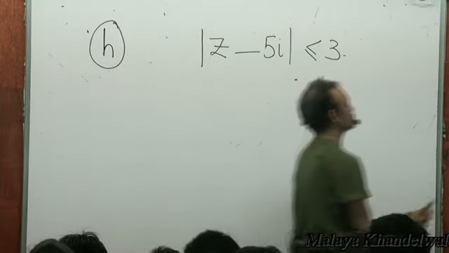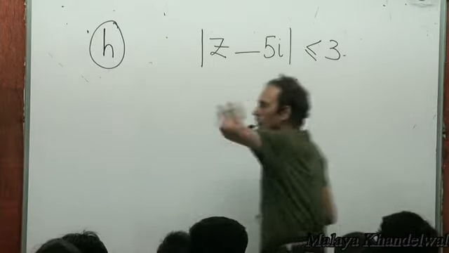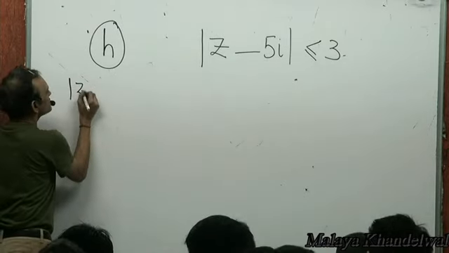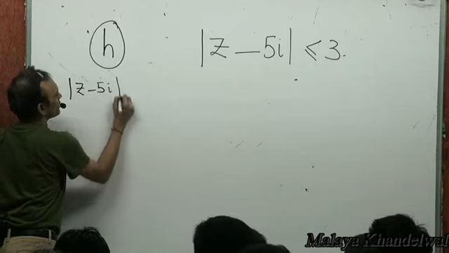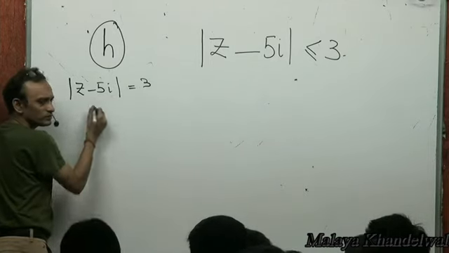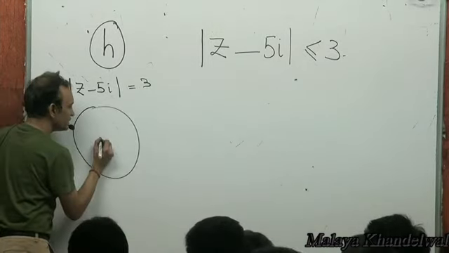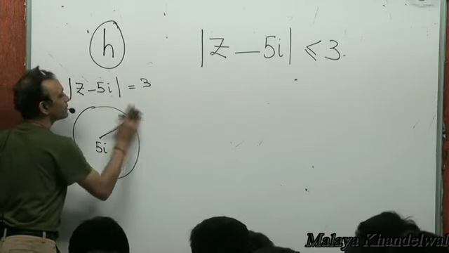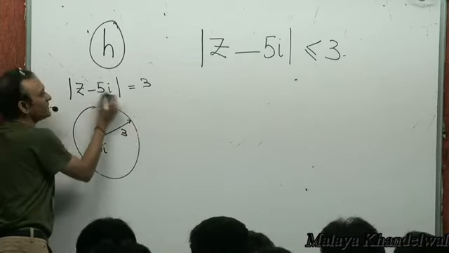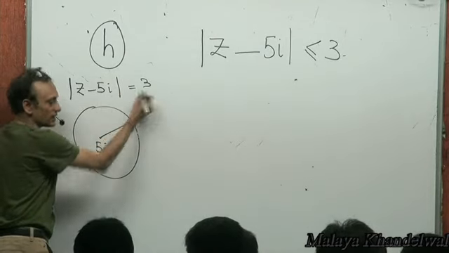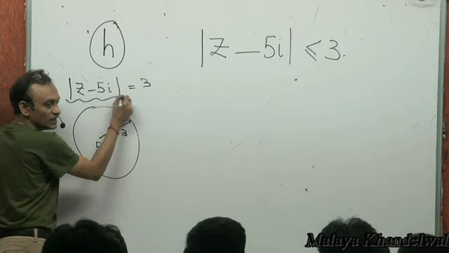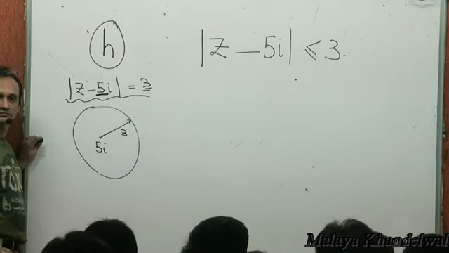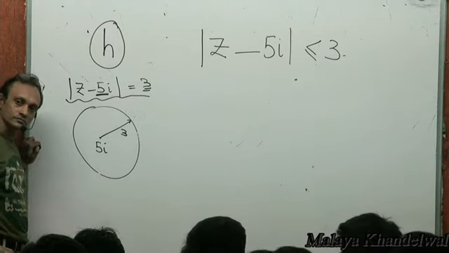Now, first of all, geometrically, mod Z minus 5i equal to 3 is what? A circle with center 5i and radius 3. Yes or no? Z is such that its distance from 5i remains 3. So this is a circle centered at 5i and radius 3. Right?